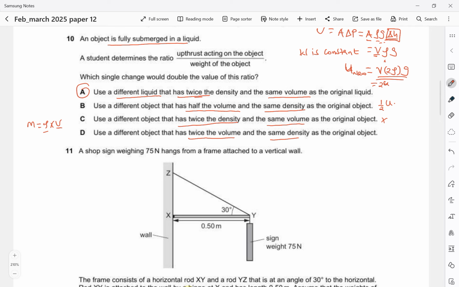So in a nutshell, if we use a different liquid that has twice the density and the same volume as the original liquid, we have doubled the upthrust, but we have kept the weight the same, therefore we have doubled that ratio. Yet the other options affect the weight of the object too. This one increases the weight of the object, this one also increases the weight of the object, therefore the ratio cannot be doubled. So in other words, it just reduces.